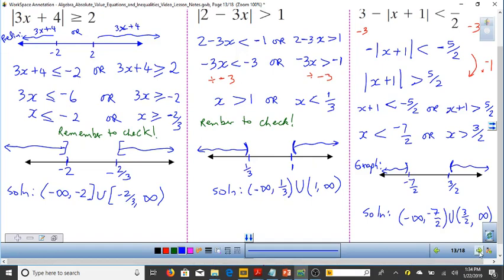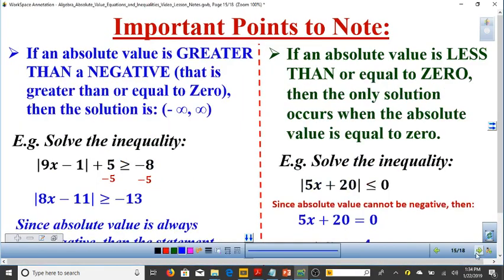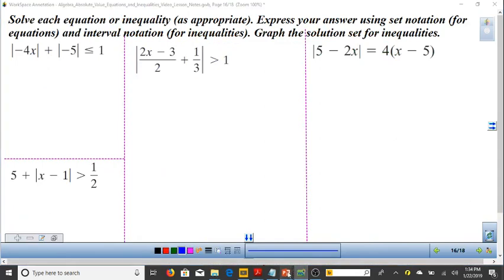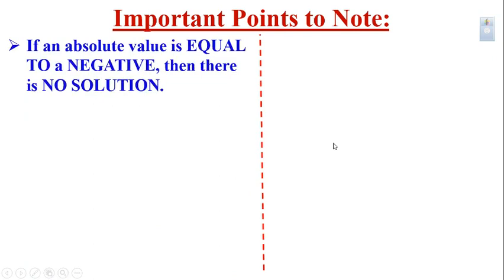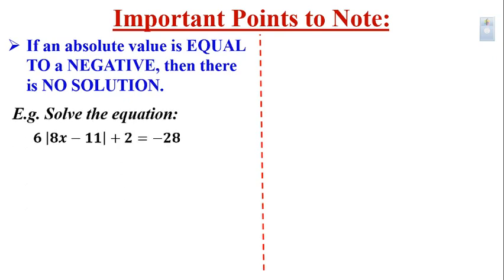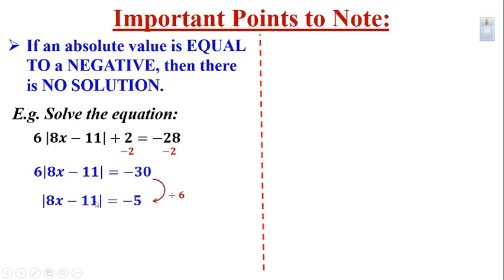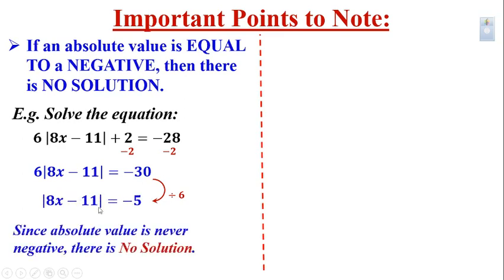Now, before I do the last set of examples here, I want to point out a couple of things that you need to notice about solving inequalities. First of all, if the absolute value is equal to a negative, then you have no solution. We encountered one earlier. So if we're solving this equation, we isolate the absolute value. We subtract 2 from both sides, divide both sides by 6, and see what we get. We get absolute value of 8x minus 11 is equal to -5. Absolute value is never equal to a negative, so this one has no solution.